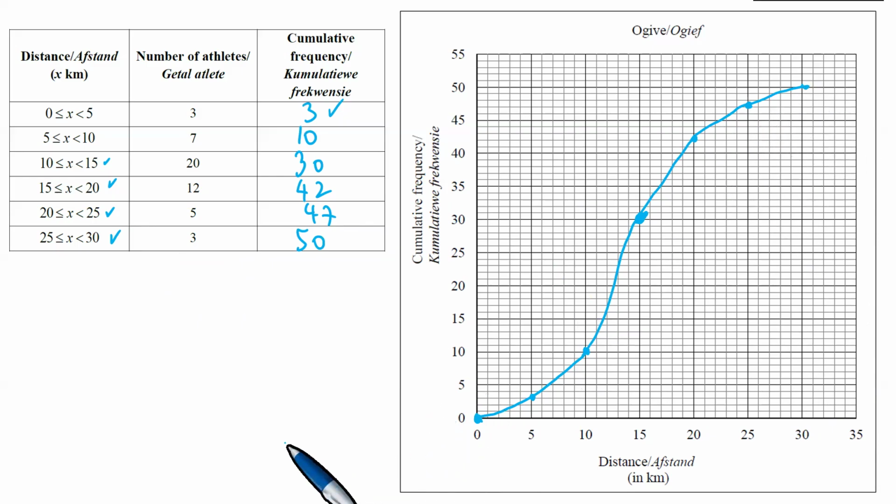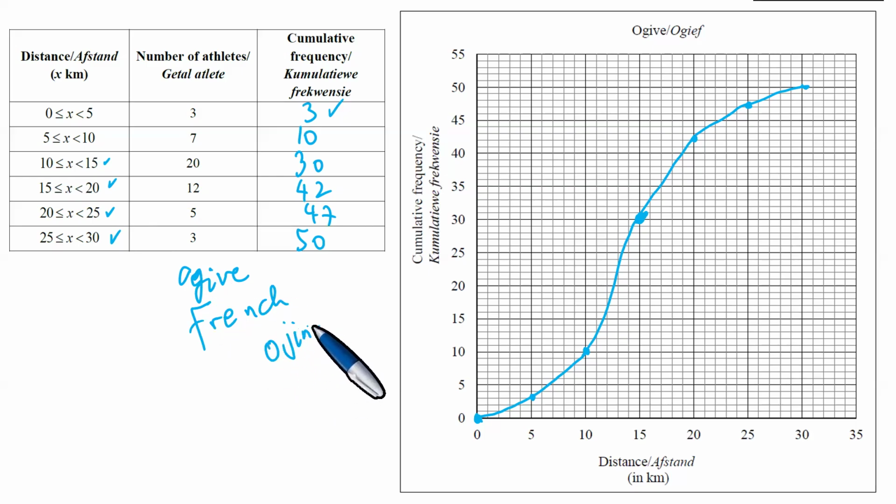So this is what we have, and this is our ogive. Because it's French, the French call it ogive, but in English, normally you can just call it ogive. So this would be the cumulative frequency curve.